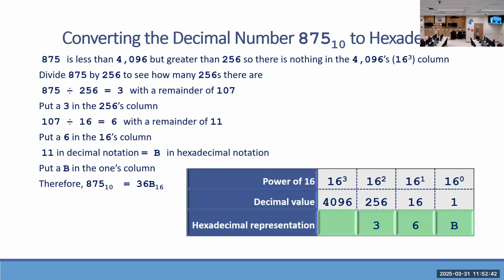Okay, so that is the case here. If you want to convert decimal to hexadecimal, you have to work from left to right. You don't need the 4096 here, that's why you put 0. To make up 875, you need 3 of them, so you have 3 here. You have 107 remaining. In the 107 remaining, you need 6 of the 16, so you have 11 left. That's why for the 11 left, you put B here. That's the process.